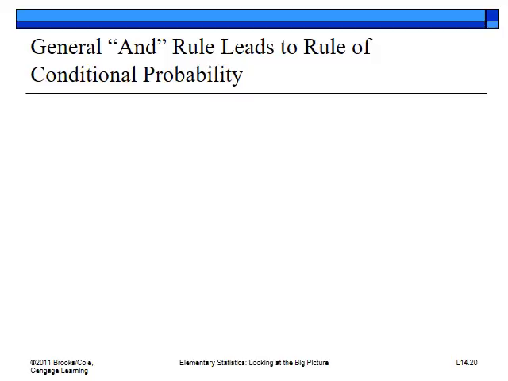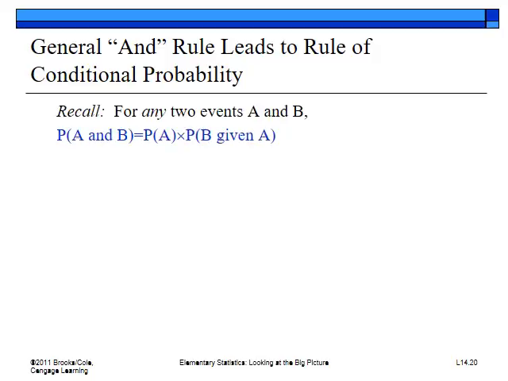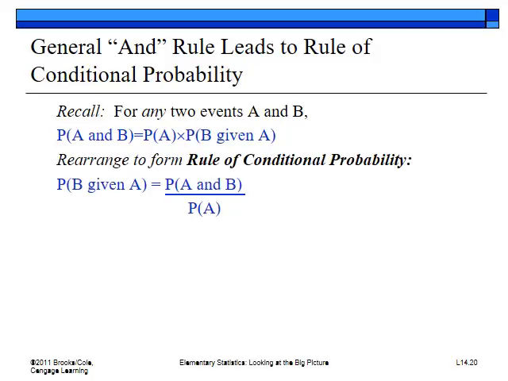Here's another rule that derives from the general AND rule. Remember, the general AND rule says the probability of A and B is the probability of A times the probability of B given A. If you divide both sides of this equation by the probability of A, we get this rule for computing conditional probabilities. The probability of B given A is the probability of A and B divided by the probability of A.